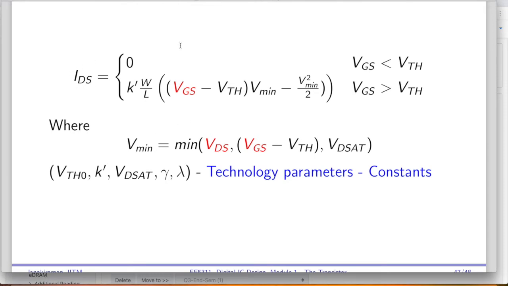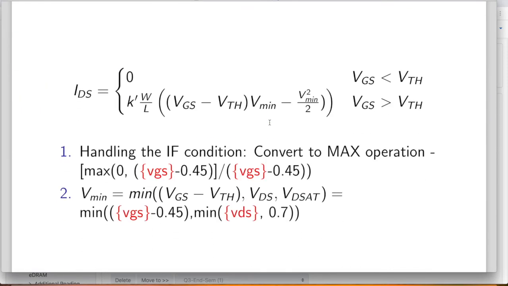So now there are two things that we need to handle. One is this if condition. If VGS is less than VTH, it has to be 0. If it is greater, then I need to do something else. Now even there are 3 different conditions, right? It's the min of 3 different values, and then the answer will be determined by this Vmin value. So let me show you how this can be done.